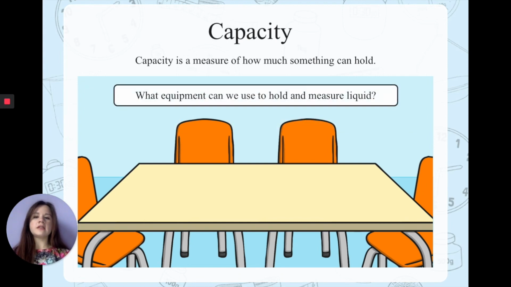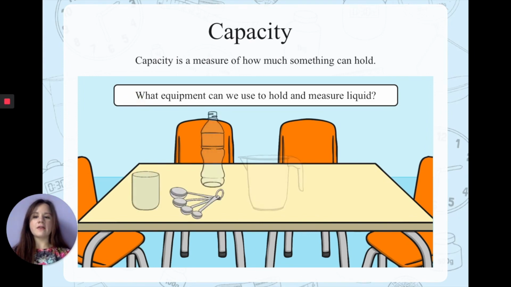Now pause the video to think of what equipment we can use to hold and measure liquid. Which different containers have we been using over the last few days? You could have a beaker, measuring spoons, a bottle, measuring jug, cups or glasses or buckets. And I'm sure that you have been finding even more things that you can put liquid in at home.